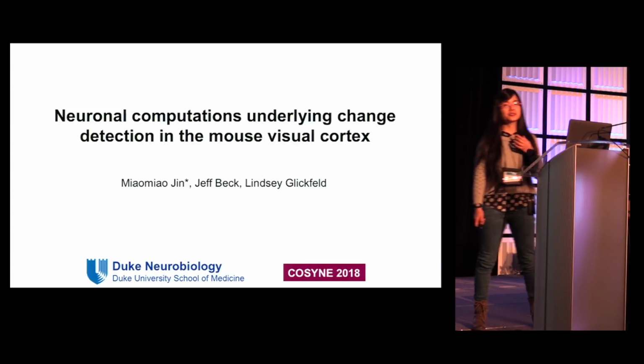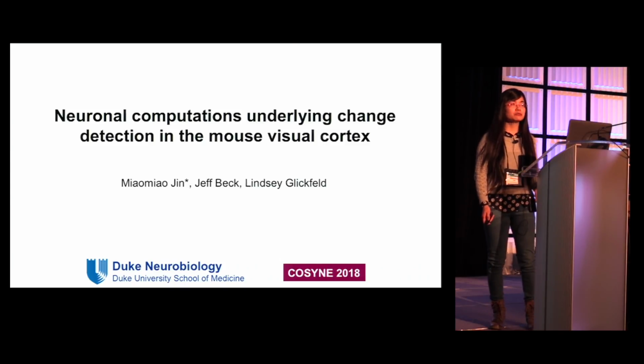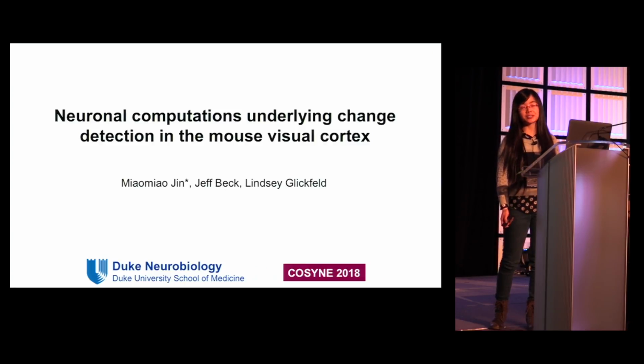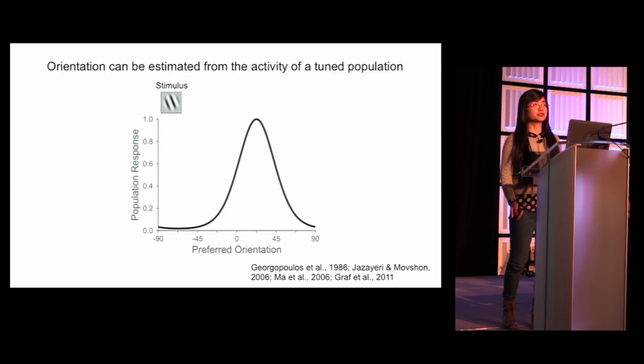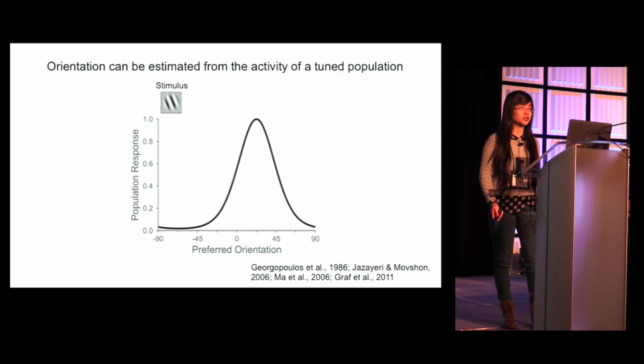So we know that neurons in the visual cortex are tuned to different orientations, yet how this information is used to guide simple perceptual decisions, such as detecting a change of stimulus orientation, is not well understood. Perhaps the most well-established idea is that the orientation can be estimated based on the tuned population.